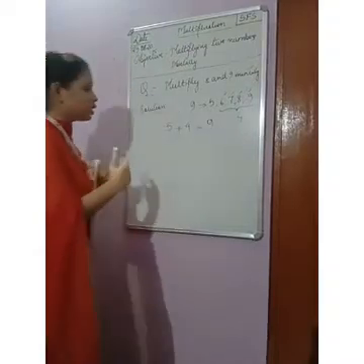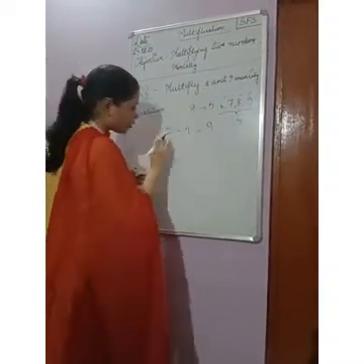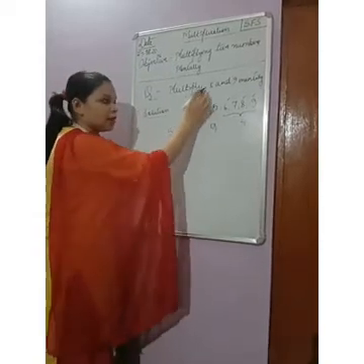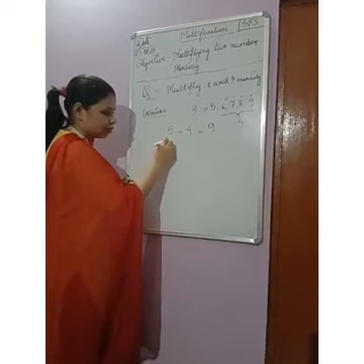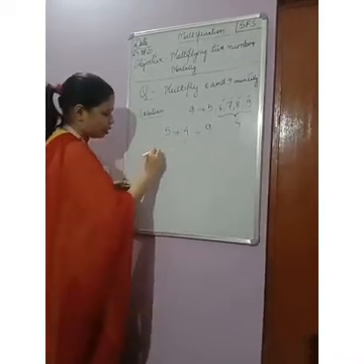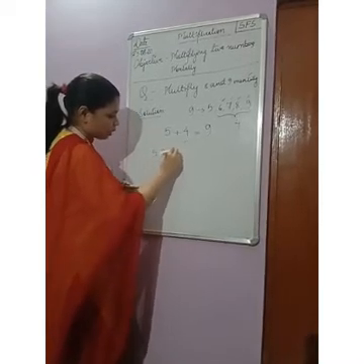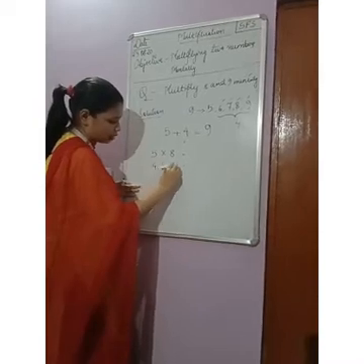Now, what is the other number we have got? 8. Now this 5 and 4 will multiply with 8 individually, separately. That means this 5 will multiply with 8 and this 4 will multiply with 8. So what I have got? 5 into 8 equals, and 4 into 8 equals.